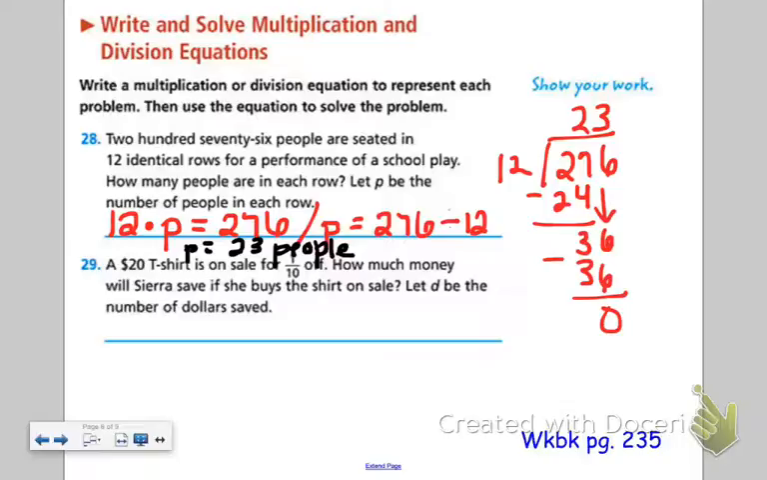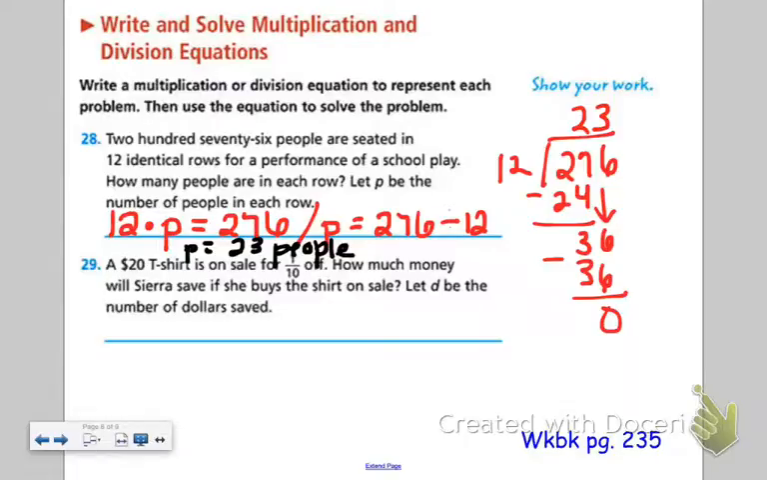How about number 29? A $20 t-shirt is on sale for 1/10 off, or 1/10 is basically 10% off. How much money will Sierra save if she buys the shirt on sale? And D is going to be the number of dollars saved. So I don't know if you're aware of this, but if you want to figure out a percent off or a fraction off, it means you actually have to multiply. Some people think, because it's coming off, that you have to subtract. But in this case, you have to do some multiplication first.